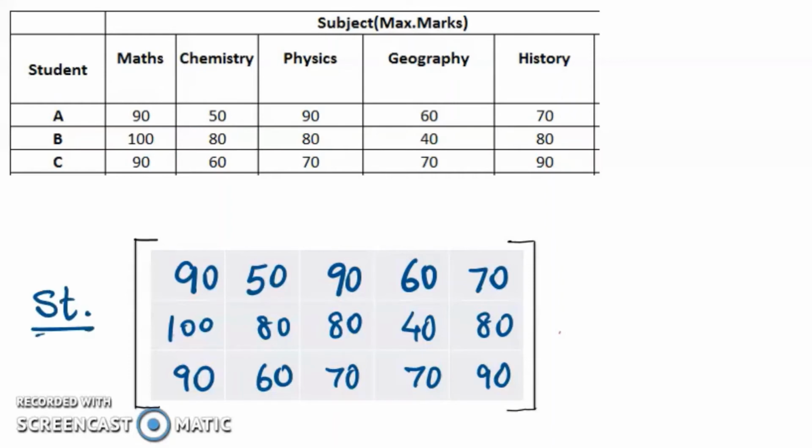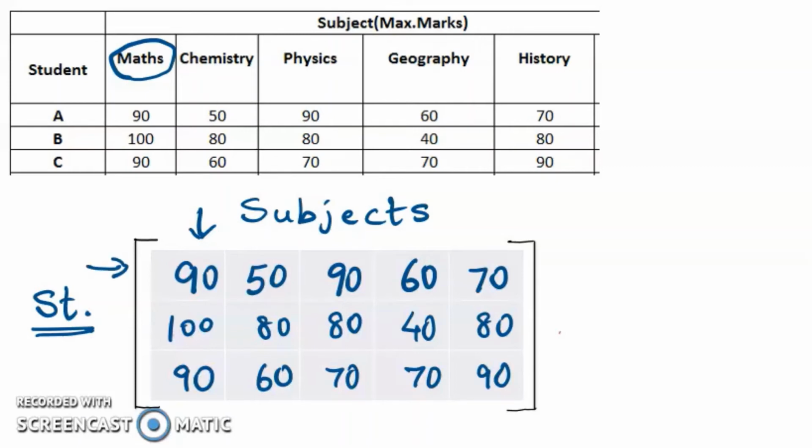I'll write in short form, the students. And our columns represent the subjects. To be more specific, column 1 would represent math, and column 2 would represent chemistry and so on. Similarly, row 1 will represent student A and his marks.